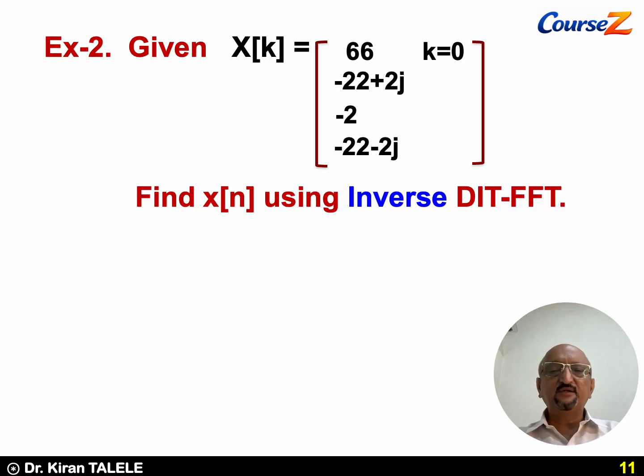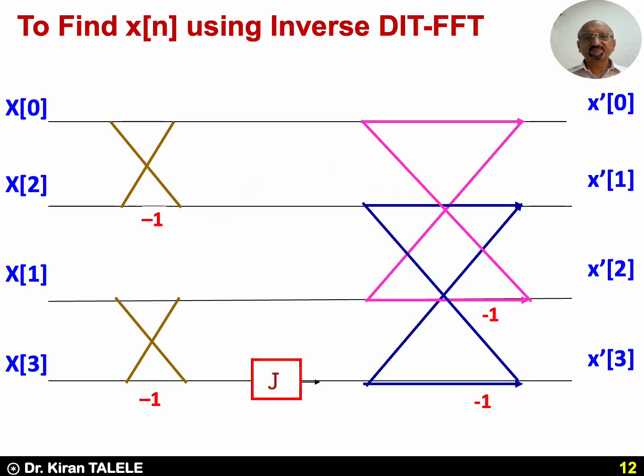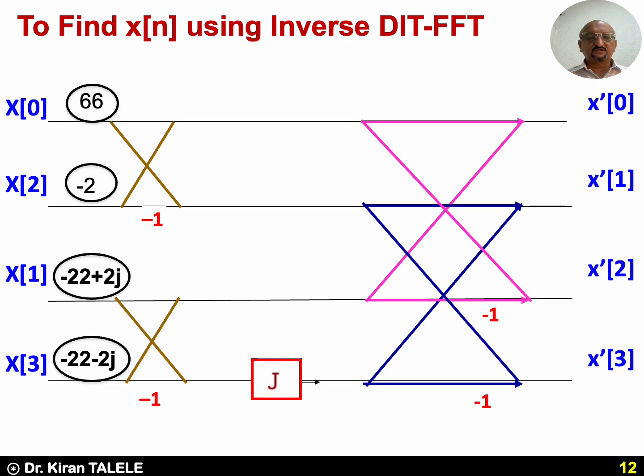Let's do the same thing using inverse FFT. To find x of n using inverse FFT, we'll take this forward FFT flow graph as the inverse FFT flow graph where complex terms are replaced by complex conjugate terms. So here minus j is replaced by plus j. Input is X of k, so arrange the input in bit reverse order. X of 0 is 66, X of 1 is minus 2 plus 2j, then minus 2 and then minus 2 minus 2j. The summation of this input is the upper branch, the difference of this input is at the lower branch.